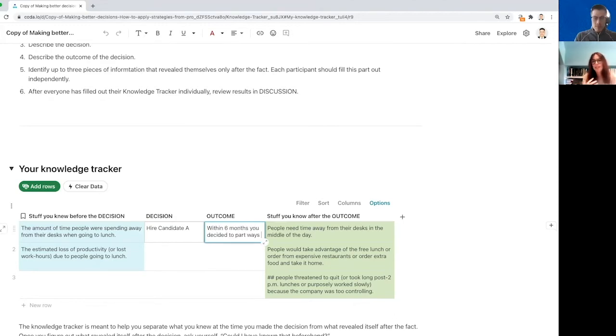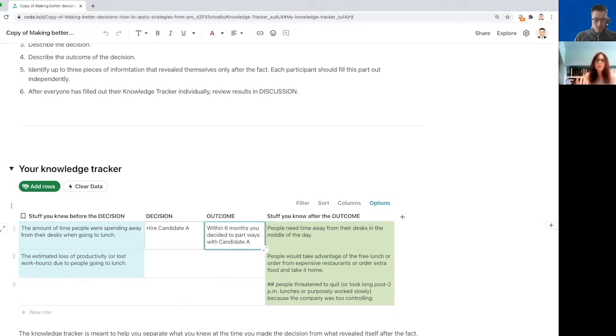If you're just kind of doing a postmortem, people will start to look at, well, we should have known that this candidate wasn't going to work out. Or some people will say, I knew it. I knew they weren't going to work out. So this is where this exercise becomes really helpful.